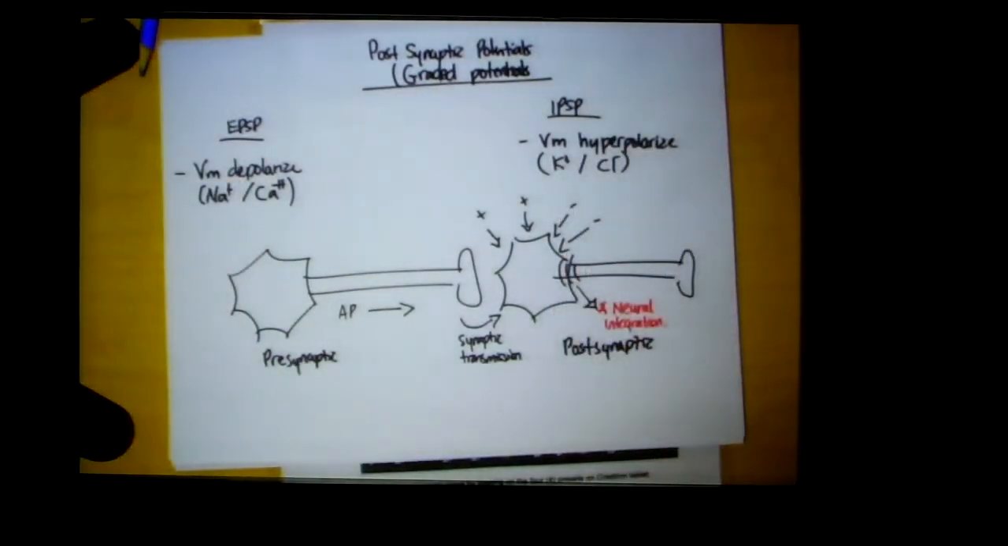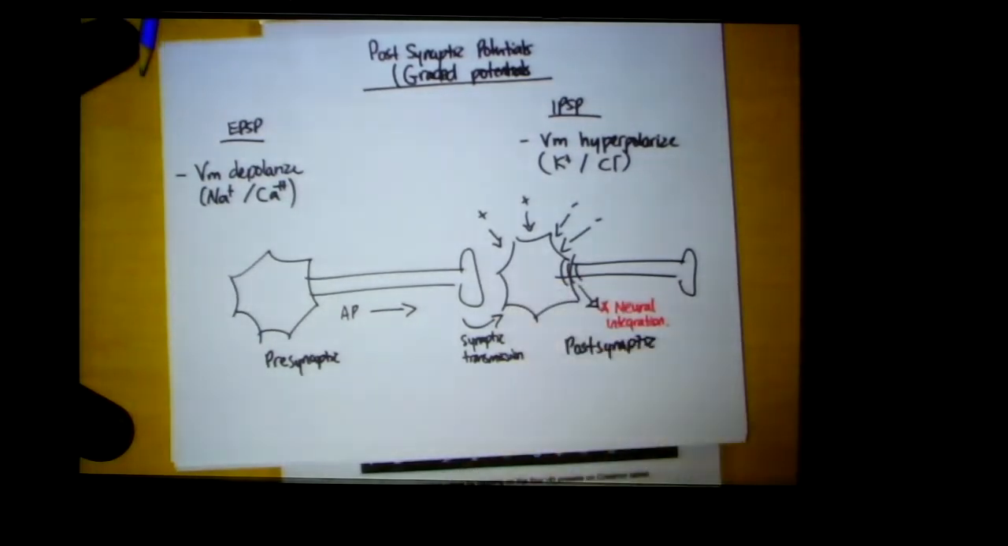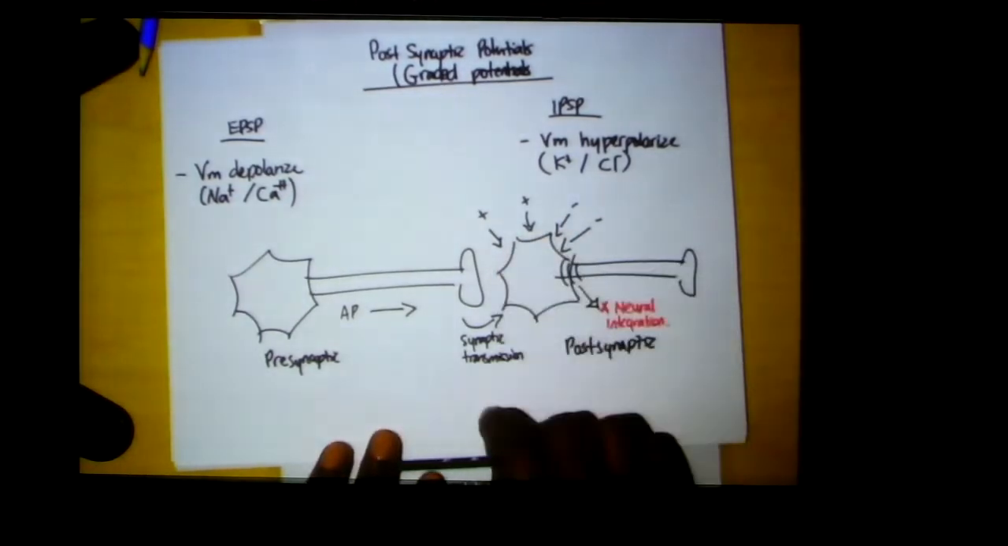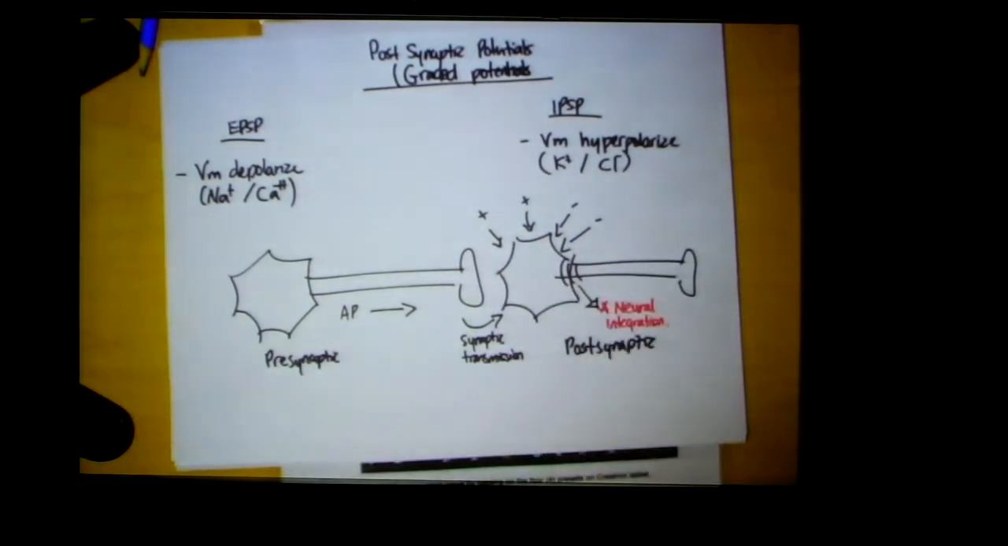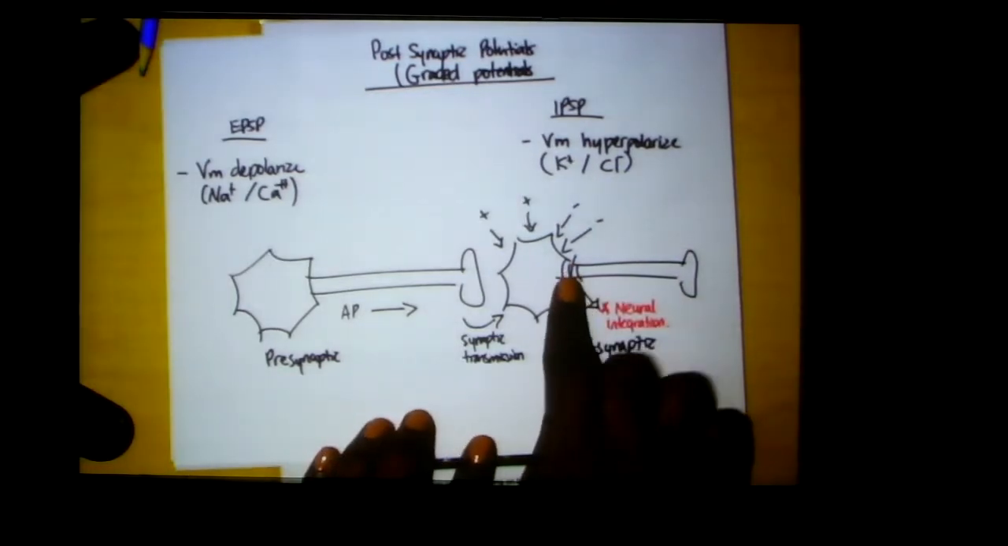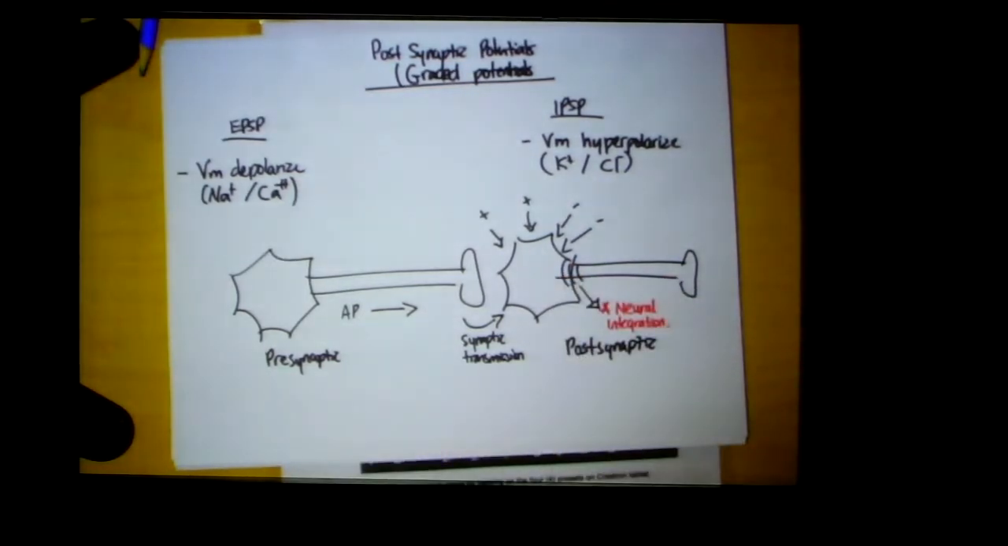IPSPs are coming in. IPSPs open up chloride and potassium channels. They hyperpolarize the membrane potential here. EPSPs are coming in. They do the opposite. They depolarize the membrane potential. And so at the axon hillock, this is a time for us to really consider everything that's coming in, negative, positive, and figure out whether or not we have gotten to threshold. If we've gotten to threshold here, we propagate an action potential this way, okay?